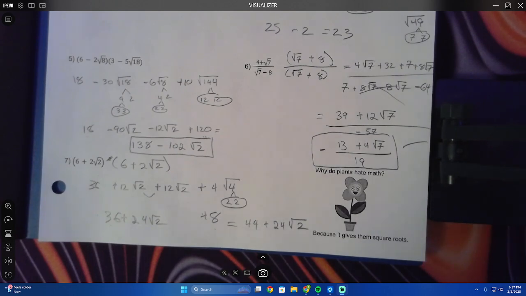I hope you have a great day, and I want to leave you with one math joke. Why do plants hate math? Because it gives them square roots.